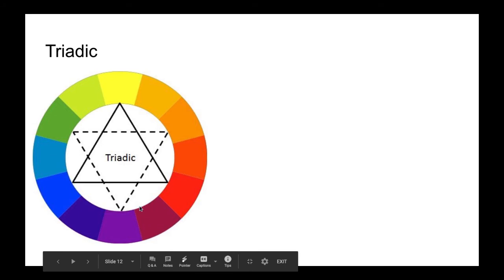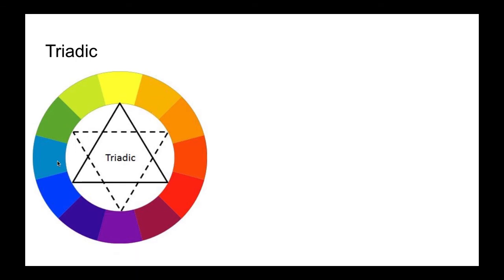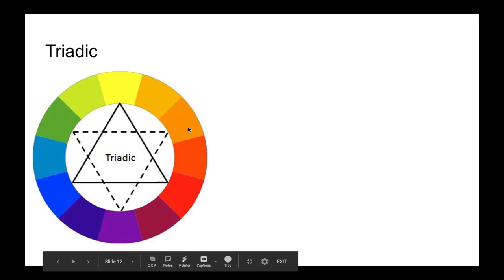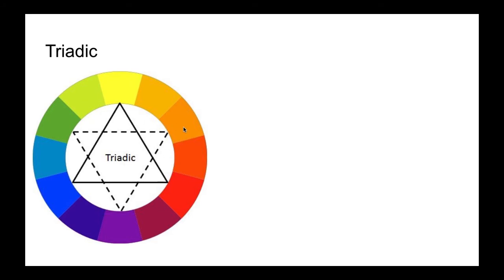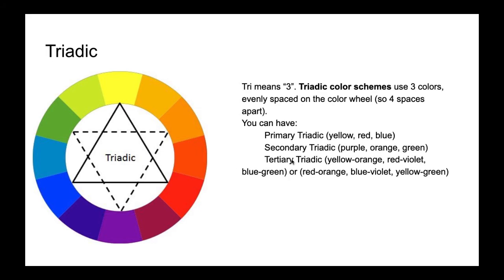So if I started with this red purple, I'd count over 1, 2, 3, 4. I'd use this yellow orange, 1, 2, 3, 4. And I'd use this blue green. So these 3 colors could be a tertiary. And I could even do the other 3 tertiary colors. So the purple, yellow, green, and red, orange could make another tertiary color scheme. So triadic, 3 colors evenly spaced. You can have primary, secondary, or tertiary.